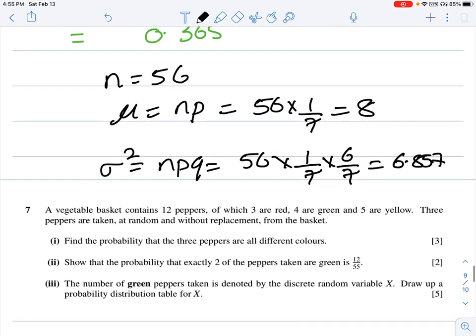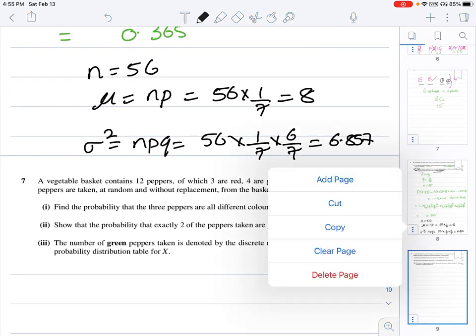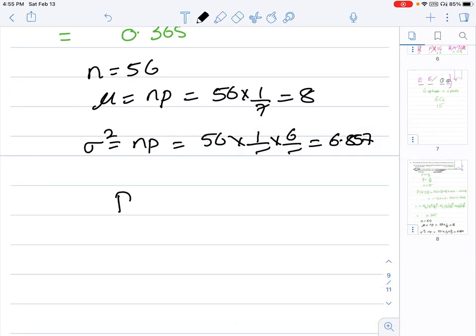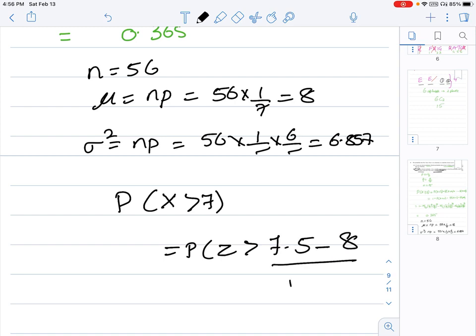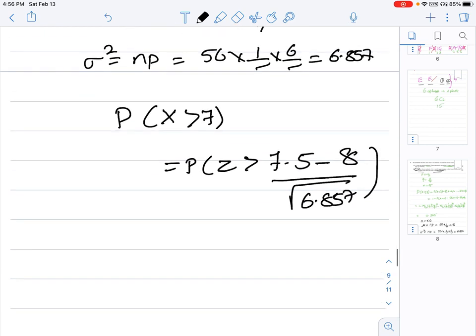It is asking the probability of greater than 7. So it is the probability of z greater than 7, which means 7.5. Greater than 7 will be 7.5 minus mean, which is 8, divided by the standard deviation, which is the square root of 6.857. So probability of z greater than minus 0.5 by square root of 6.857.